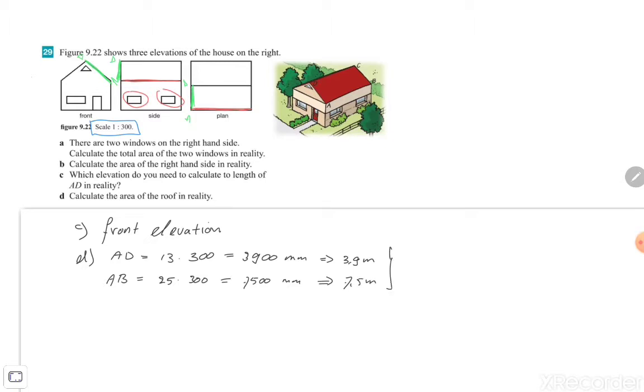Alright, so to calculate the area of one part of the roof, we need to do 3,9 multiplied by 7,5, which is equal to 29,25 square meters. But they want you to know the area of the whole roof. So we need to multiply that 29,25 by 2. So the answer is 58,5 square meters. And those are the answers from exercise 29.